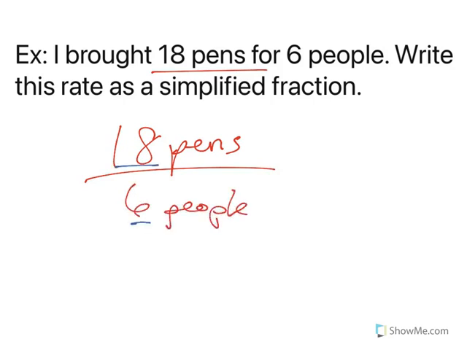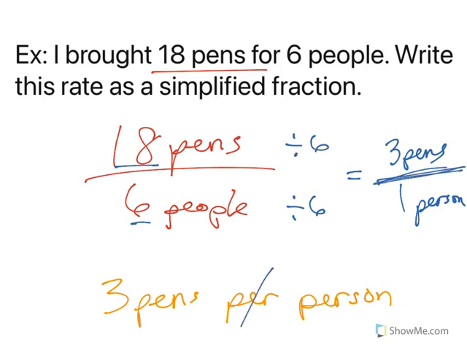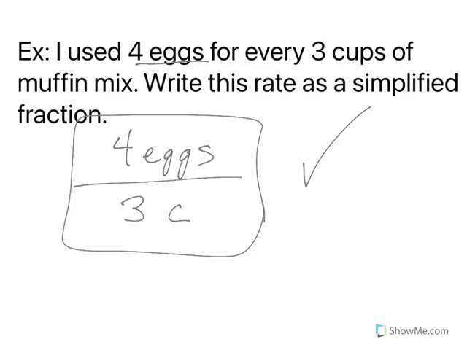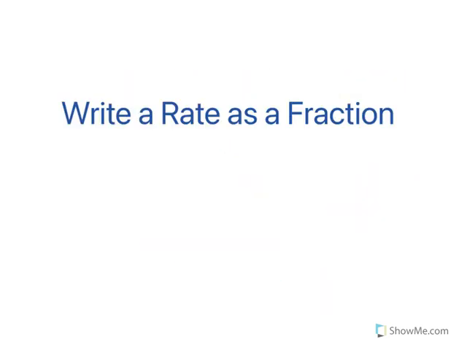Now, when we're looking at 18 and 6, hopefully you say, hey, both of those are divisible by 6 because 18 divided by 6 is 3 and 6 divided by 6 is 1. So this rate is 3 pens per person, right? This is where I get to that whole idea of per means fraction bar. So 3 pens per person is that rate. So we've seen all kinds where we reduce the rate to be per 1, where we have a rate that doesn't simplify at all, and one that we simplify and still doesn't look so great. But that is writing a rate as a fraction.